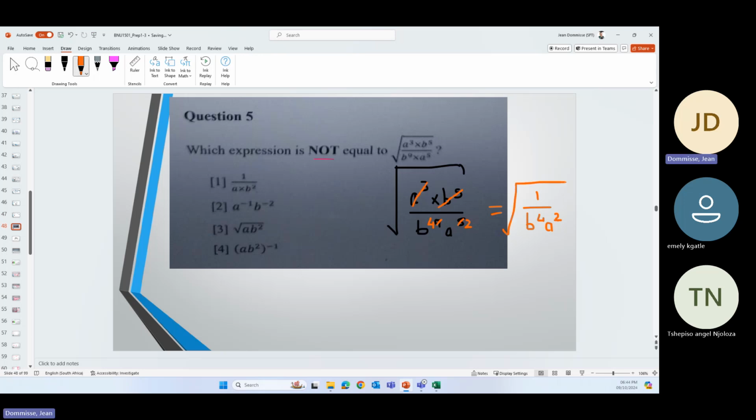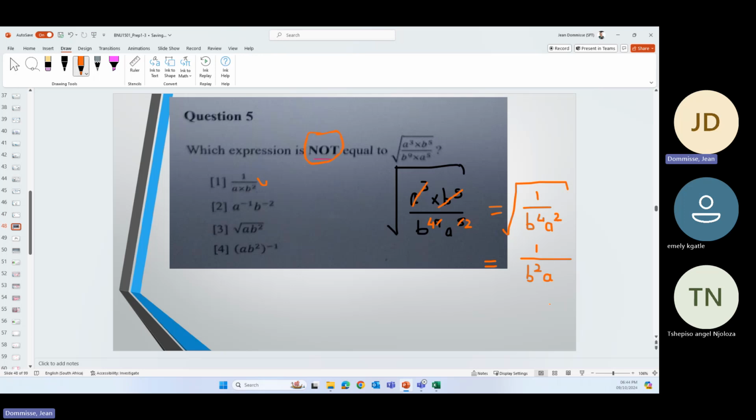and that is under a square root. So we need to take the square root of it. The 1 stays the same. The square root of b to the power of 4 is b to the power of 2. And the square root of a to the power of 2 is a. So we get 1 over b to the power of 2 times a. That is correct, but we're looking for the one that is not.